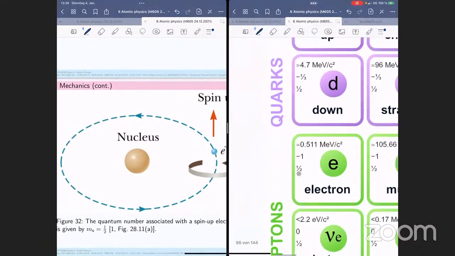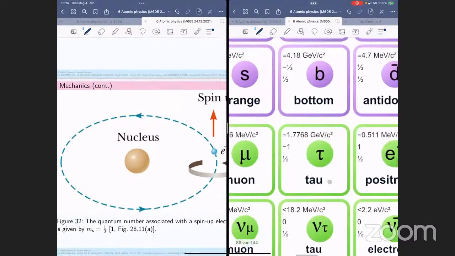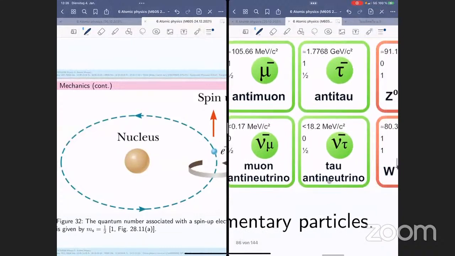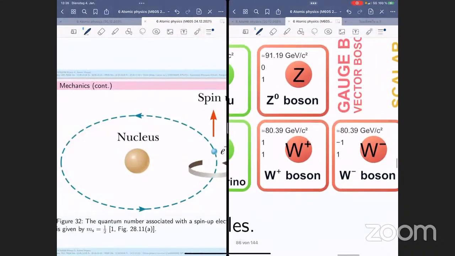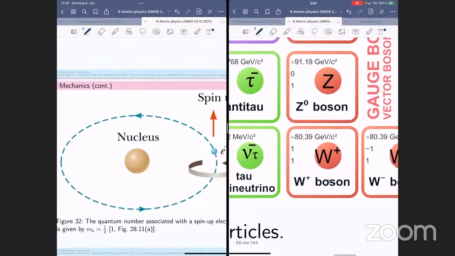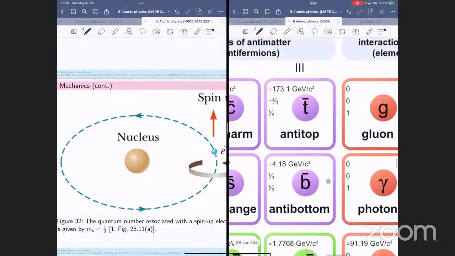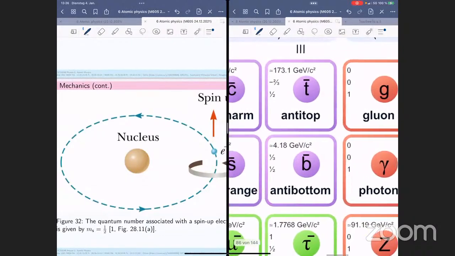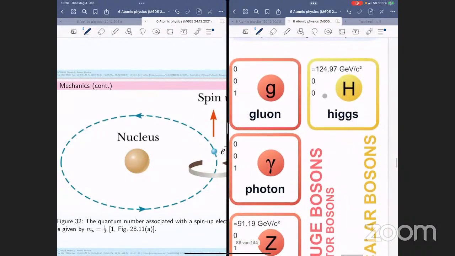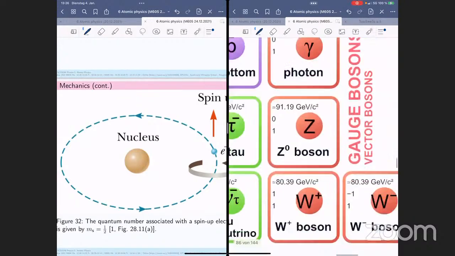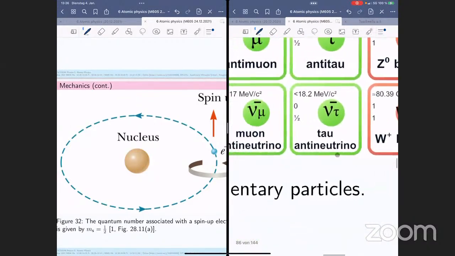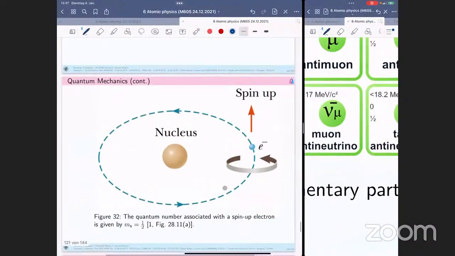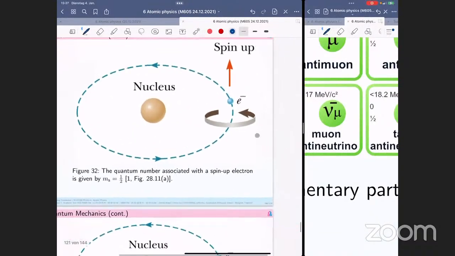Even the electron has a spin number of 1/2, and many elementary particles also have a spin number of 1/2. Okay, and the photon has a spin number of 1. The Higgs boson has no spin number at all, and so on, right? Yeah, 1/2 is the spin up quantum number.